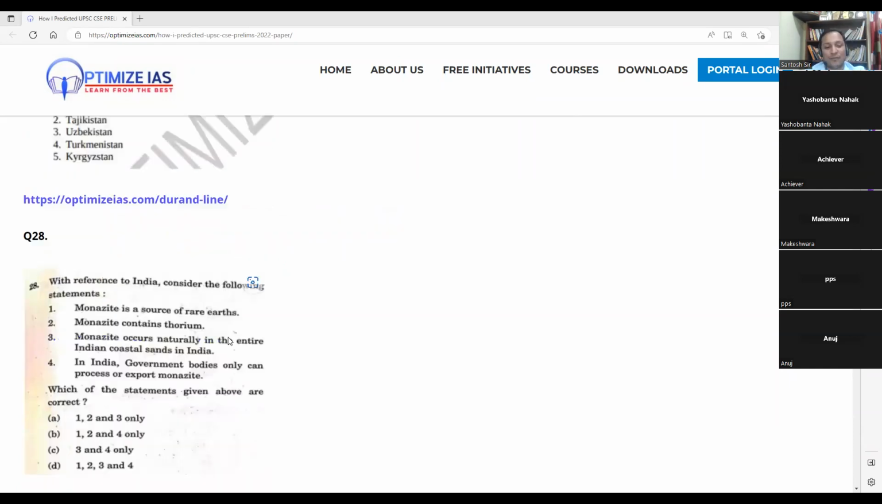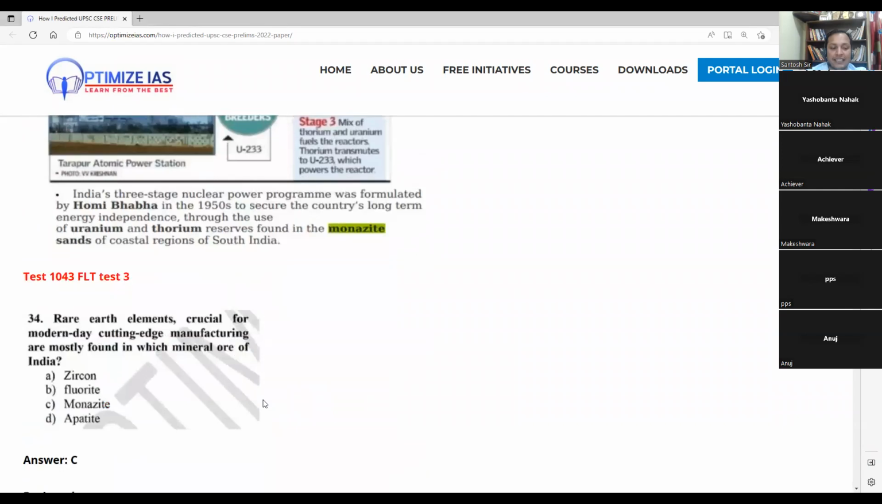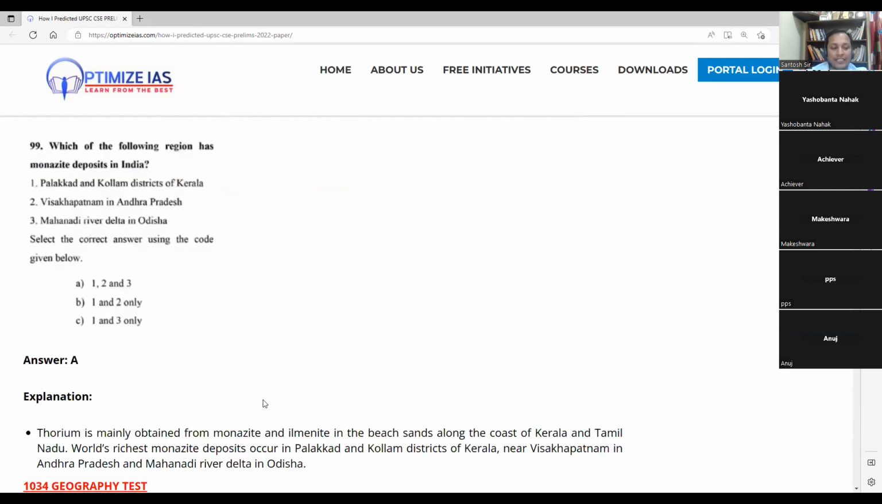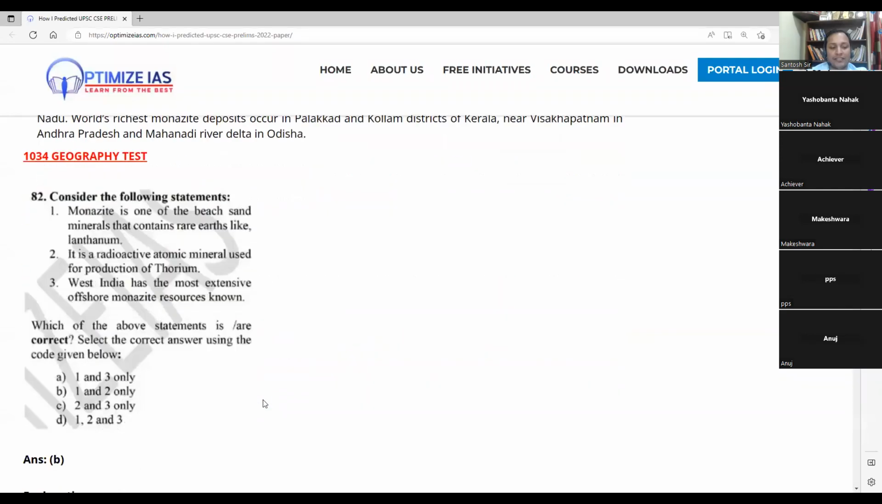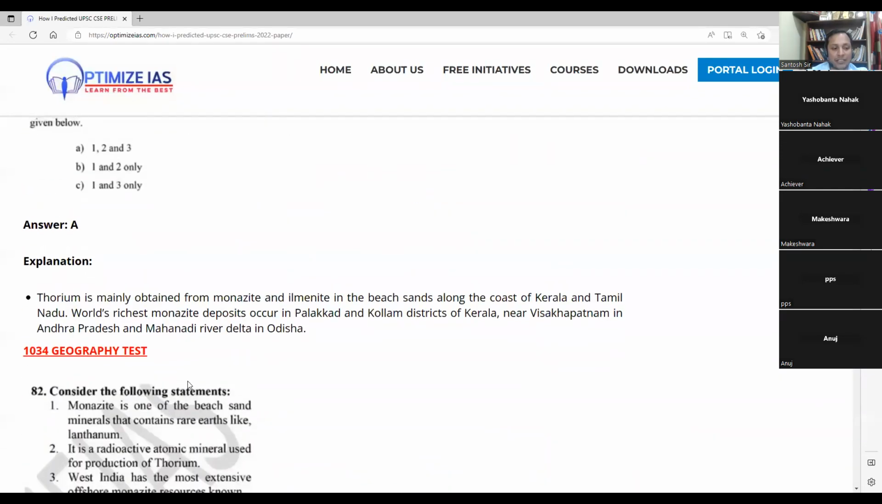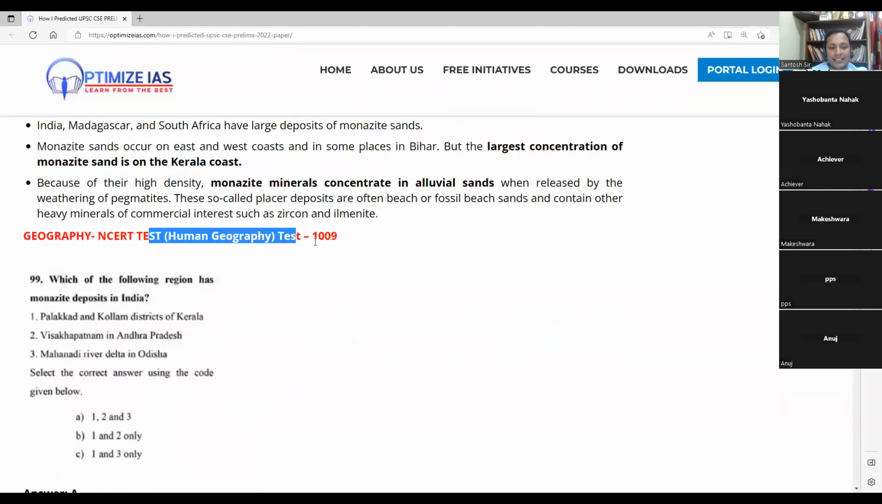I'll show you more. Monazite sand. Last year, monazite sand was in news. There was a news item about monazite sand, and it was important. So you can see here how many times I have given monazite. You see, monazite I gave how many times? Okay, Geography 1034 Optima test. Then you see NCERT test.